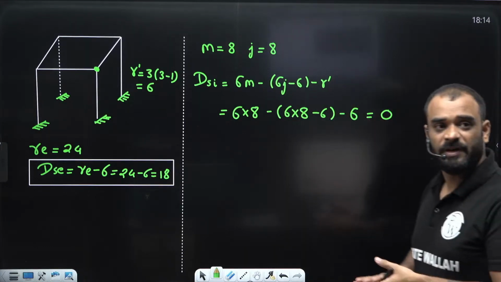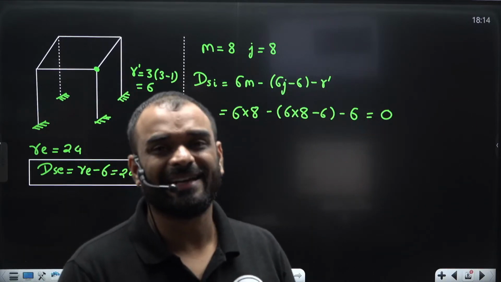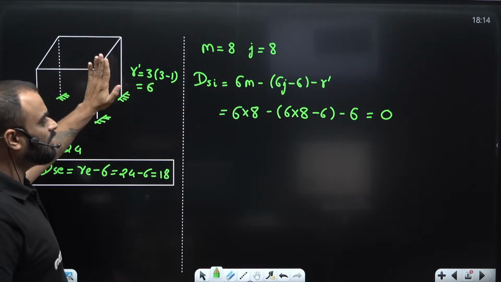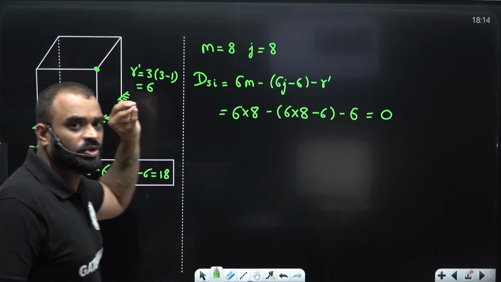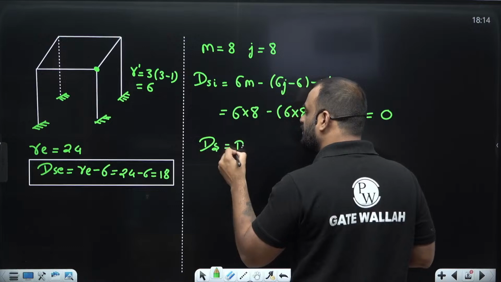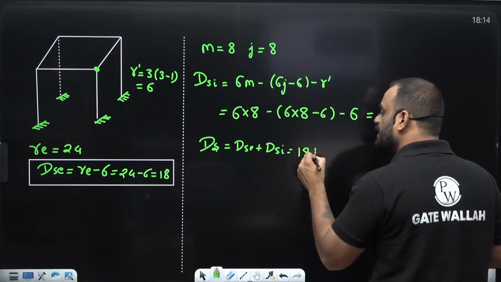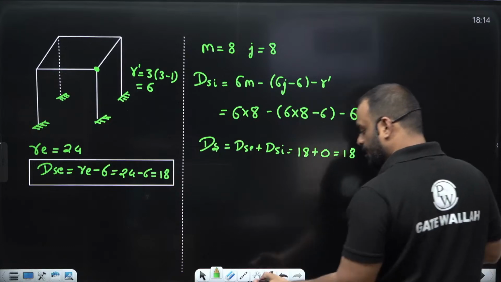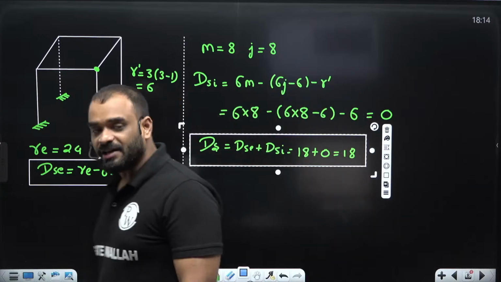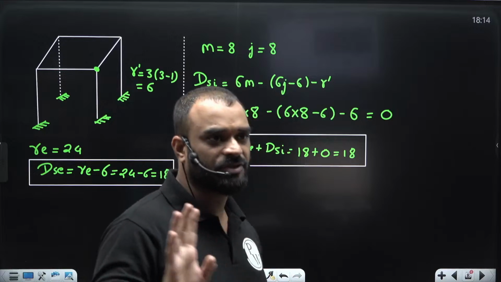That means this particular structure is internally determinate. If we remove this internal hinge, it will become internally indeterminate. If I add both values, DS becomes DSE plus DSI, which is 18 plus 0, equal to 18. That means the total number of redundant reactions is 18. Clear? This is the first example we are discussing.